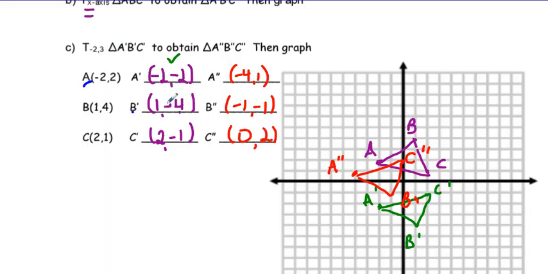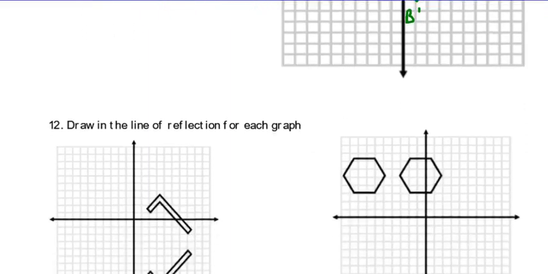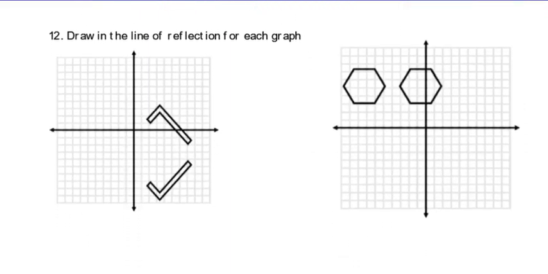You can check with each of these. 1 minus 2 is negative 1. Negative 4 plus 3 is negative 1. Negative 2 minus 2 is negative 4. Negative 2 plus 3 is positive 1. So that all checks out. And we have our graph completely done and labeled. For number 12, draw in the line of reflection for each graph.